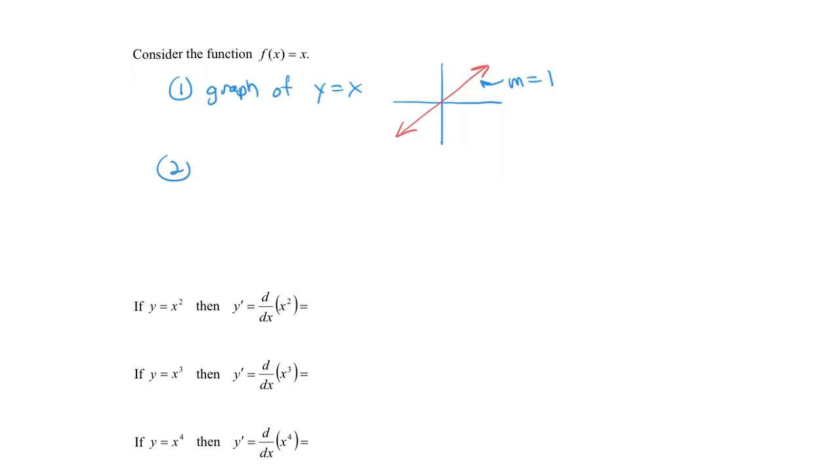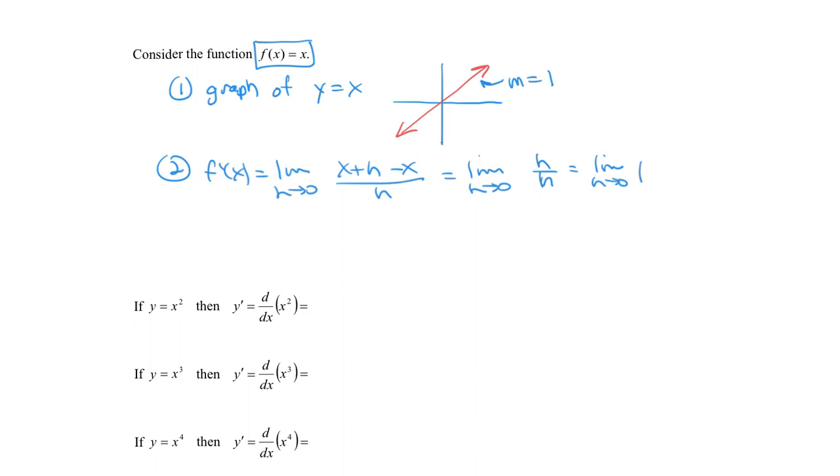But if you're not convinced by the graph, we can use the limit definition of a derivative. F prime of x equals the limit as h approaches 0. So if f of x is x, then f of x plus h would be x plus h, minus x, all over h. This, of course, is the limit as h approaches 0 of h over h, which is the limit as h approaches 0 of 1, and the limit of a constant is just a constant, so that's equal to 1. Okay, so basically, if f of x equals x, then f prime of x equals 1.